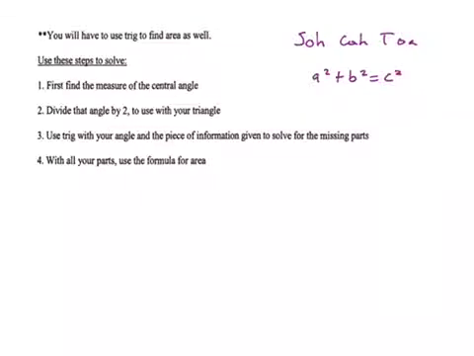All right, so in order to do this, you're first going to find the measure of the central angle, divide it by 2, so that way you can find that upper angle. Then you'll use trig with the angle and a piece of the other information given to find any missing parts, that missing part generally being your apothem, or it could be the side length in this case. And with all the parts, you then use your area formula. So keep these steps in mind for the next problems we have to tackle.